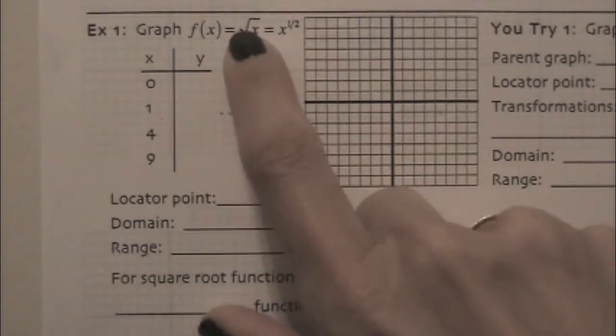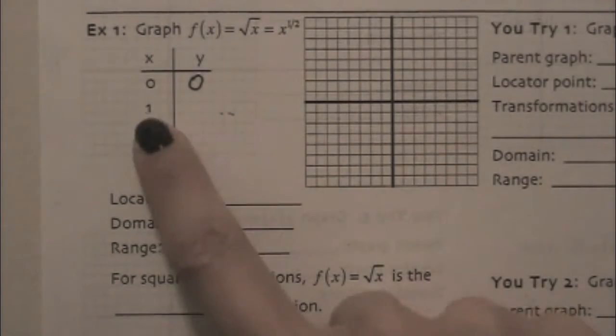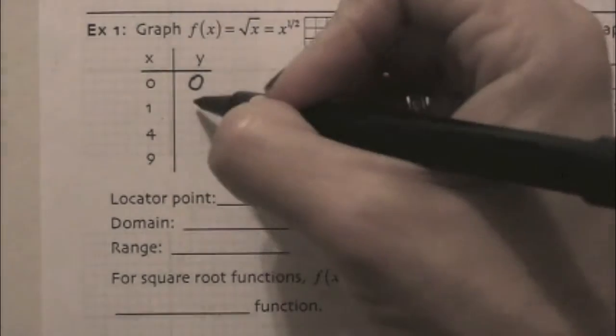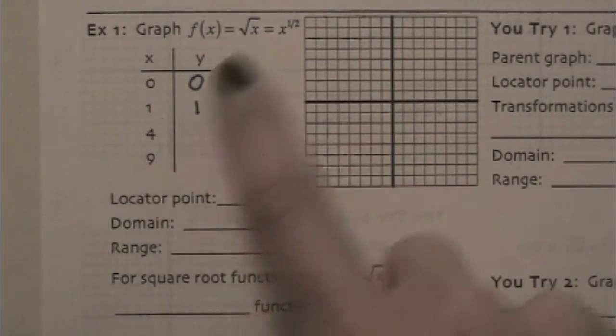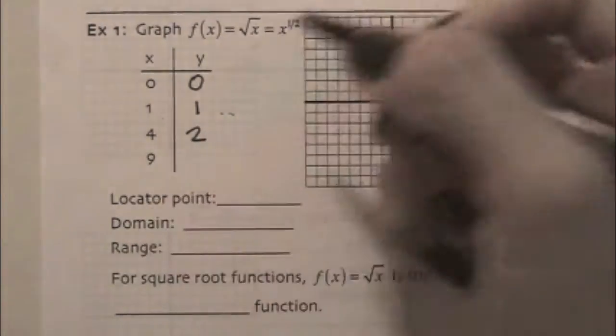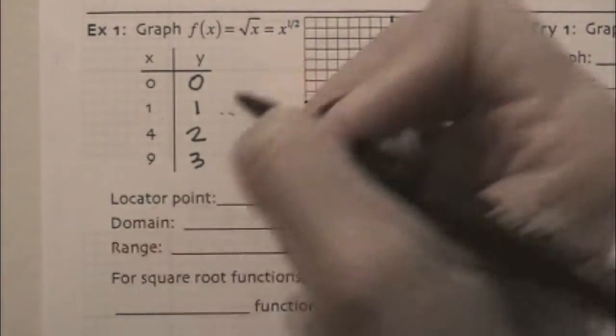We're starting with 0 because you can take the square root of 0 and you get 0. Then, again, we're strategically using these values because when we plug in 1, the square root of 1 is 1. When we plug in 4 to the function, the square root of 4 is 2. And then when we plug in 9, the square root of 9 is going to be 3.